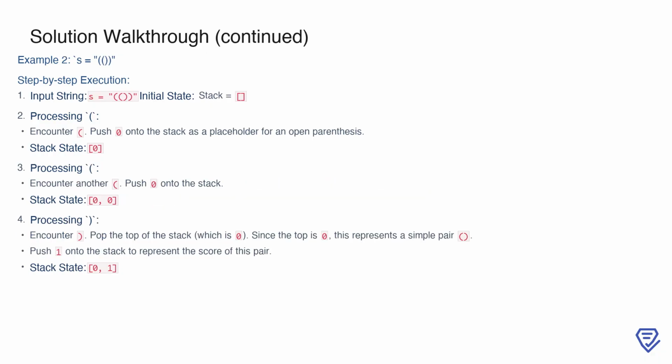Now, we examine a slightly more complex example with the input string. Again, we start with an empty stack. The first character is an open parenthesis, so we push 0 onto the stack, resulting in 0.